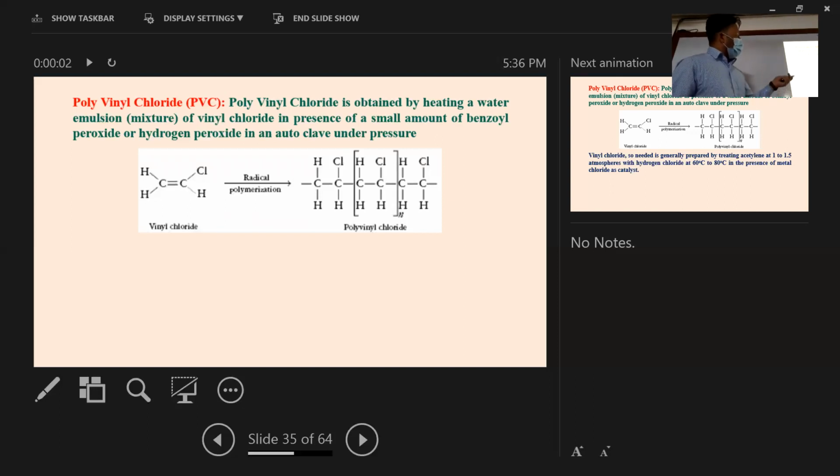Okay, so if we have many molecules of vinyl chloride in the presence of a small amount of benzoyl peroxide or hydrogen peroxide, we can use the benzoyl peroxide or hydrogen peroxide in an autoclave under high pressure. Then many molecules of vinyl chloride will combine together to form polyvinyl chloride in the presence of these types of free radical catalyst, benzoyl peroxide or hydrogen peroxide.